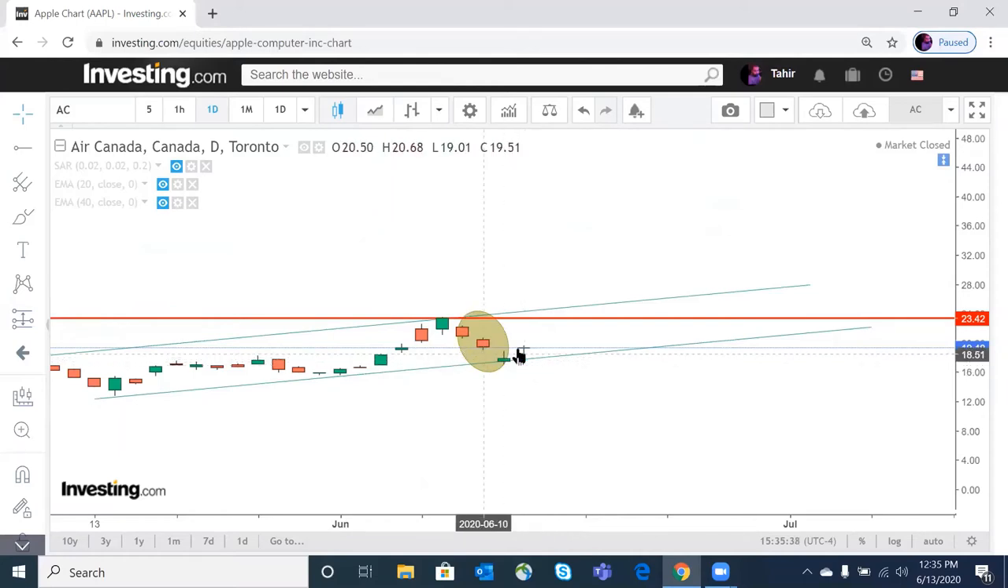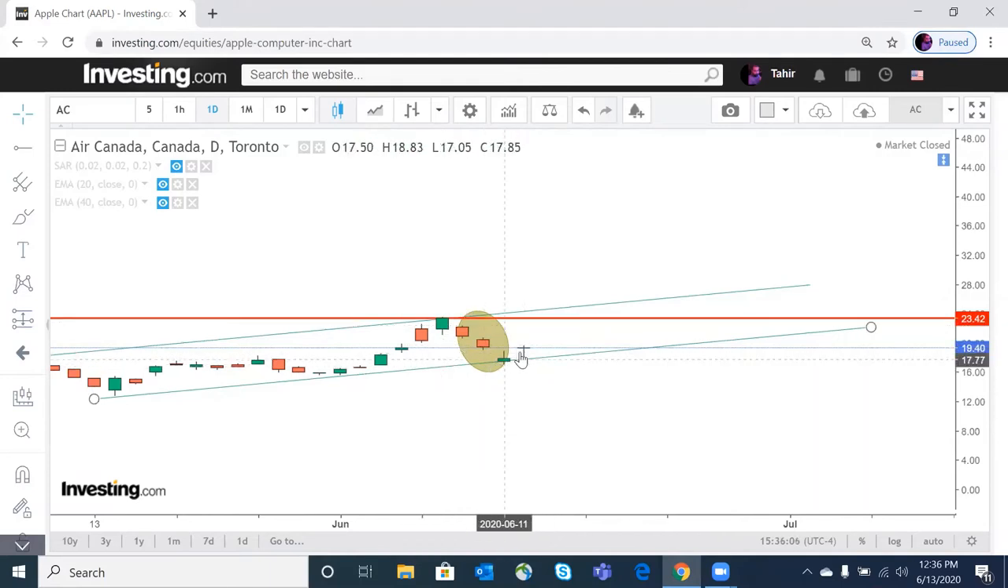Guys, here, very important to see. The opening price on this day was 23 and the closing price was below. The opening price here was 20.35 and it closed below. Then it gave a gap down opening and closed here. So every day it was giving you a gap down opening.